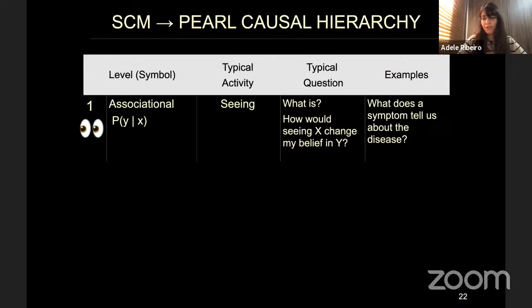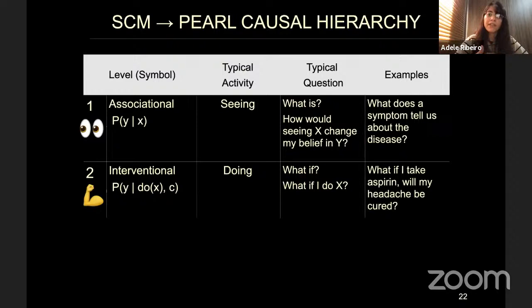Now we have the second rung of the ladder, the second level. It's a different level where we do interventions. So here is the notation. We have the probability under the intervention on the variable x. Sometimes you have some other covariates here, so C-specific effects. But what's the effect on some variable y? So this is the notation. Note here that the typical activity is doing. We want to see what will happen with the variable y when we make the action of changing the variable x. So this is a decision-making task. As an example, what if I take aspirin? Will my headache be cured? So I want to make an action. What will happen with my headache?